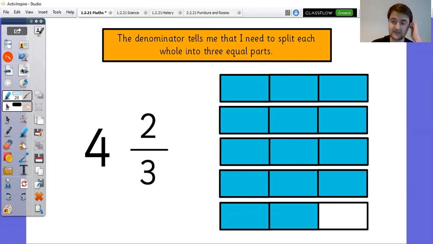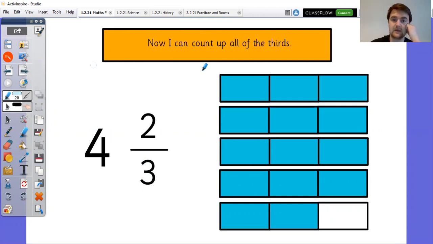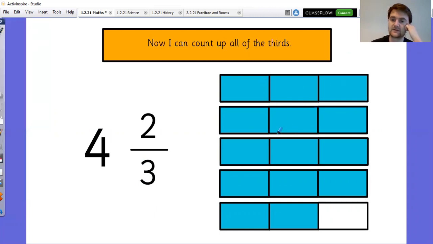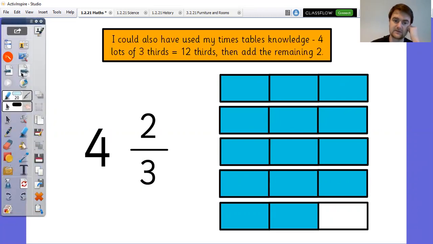Now the whole is shaded in still, so that doesn't change. I just have to split that into 3 equal parts. Now I can count up all of the thirds that there are. So 1, 2, 3, 4, 5, 6, 7, 8, 9, 10, 11, 12, 13, 14 thirds.